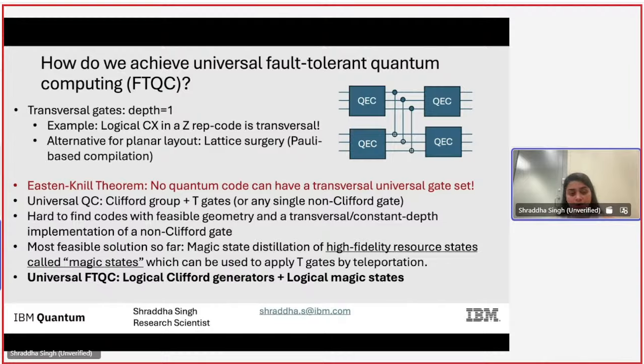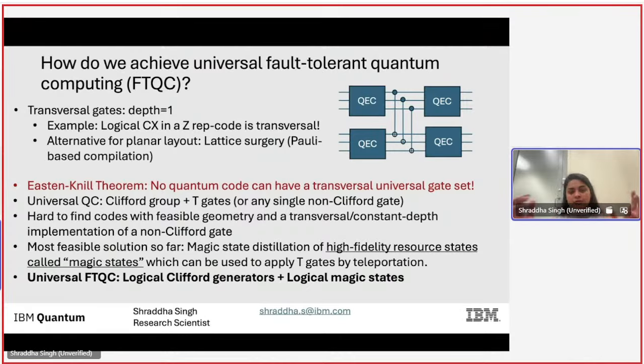So once we have logical magic states and logical Clifford generators, that gives us universal fault tolerant quantum computing. I'm not going into depths of any of these concepts, just so that you can have a lay of the land where universal fault tolerant quantum computing stands. Of course, all of these topics cannot be covered in an hour-long lecture.